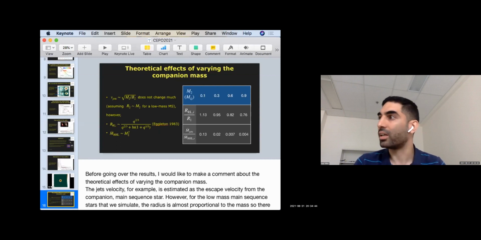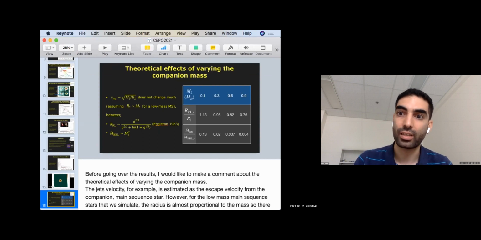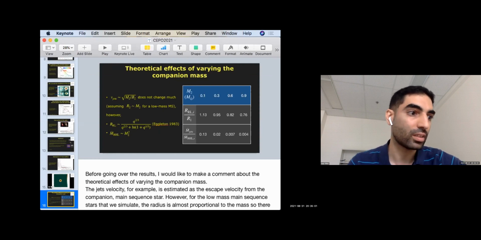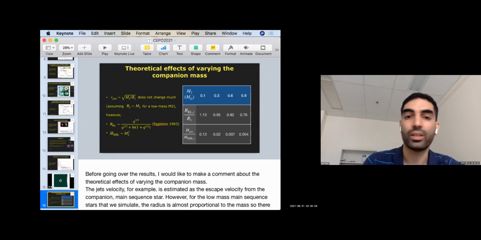Because the jet's maximum power and injected jet are constant, while the Bondi-Hoyle-Lyttleton accretion rate depends on the mass of the secondary, I get this ratio that is different for each companion mass. This is the third row in this slide.